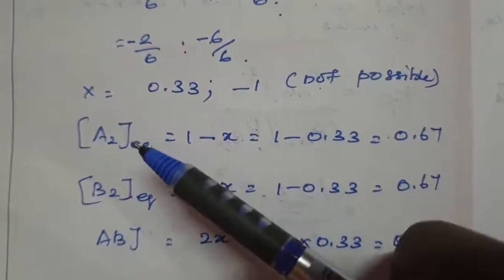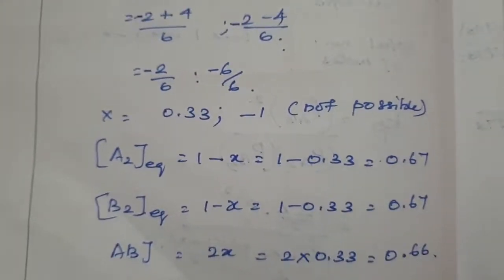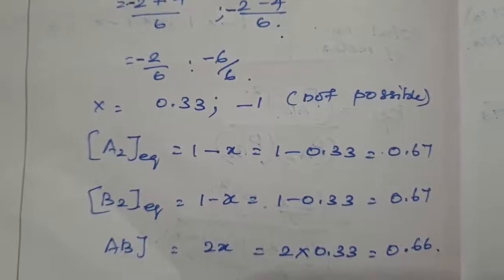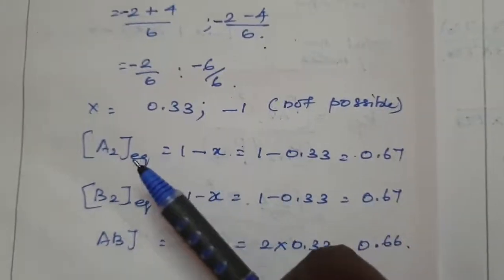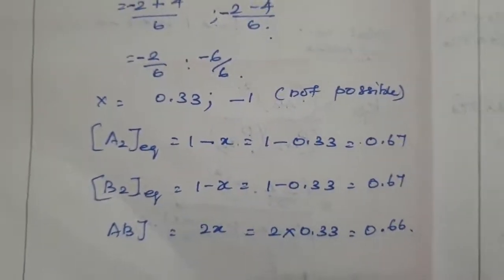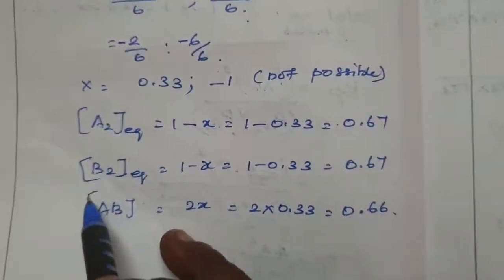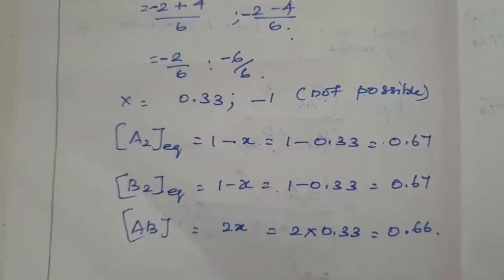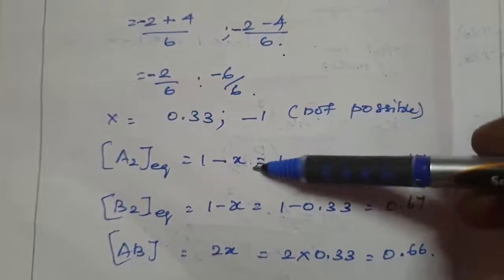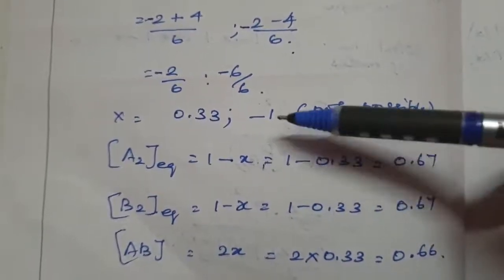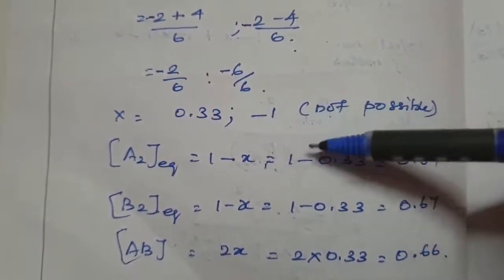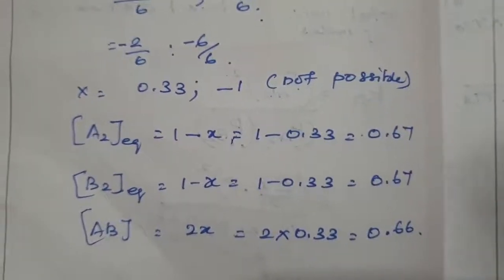So what is the question asked? The concentration of all the components at equilibrium. Okay, so concentration of A2, concentration of B2 and concentration of AB we have to calculate. So first you have to calculate the concentration of A2. Concentration of A2 is equal to what is given in the tabular column? 1 minus x. Okay, so x value you got 0.33, so 1 minus 0.33 means 0.67.